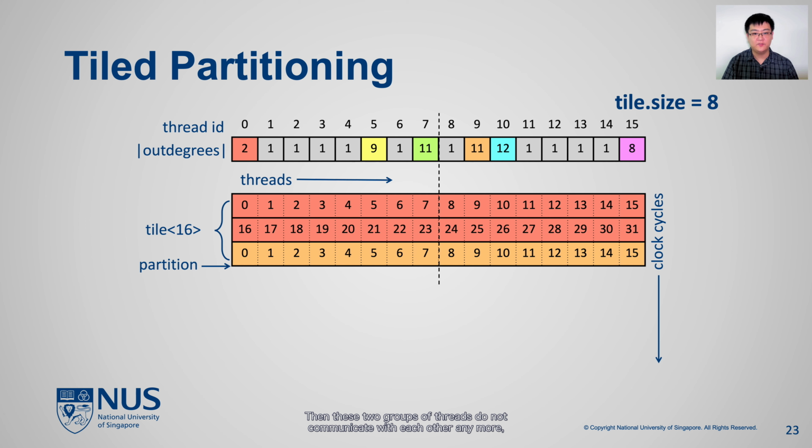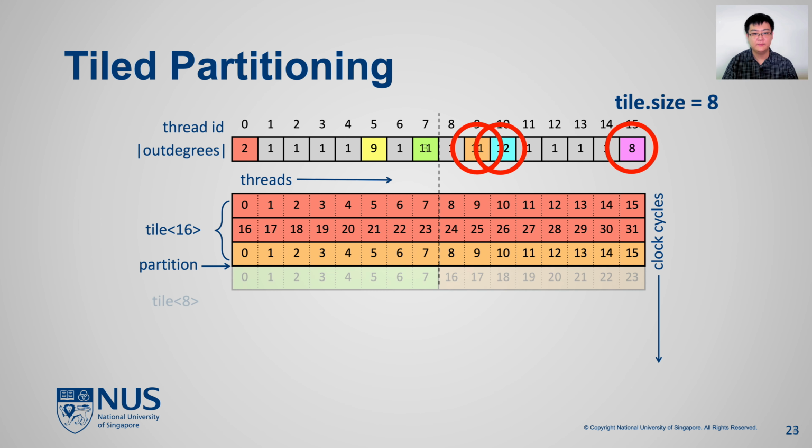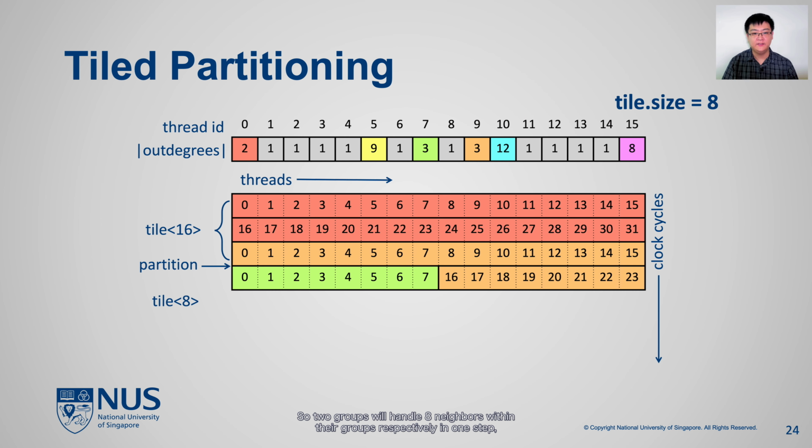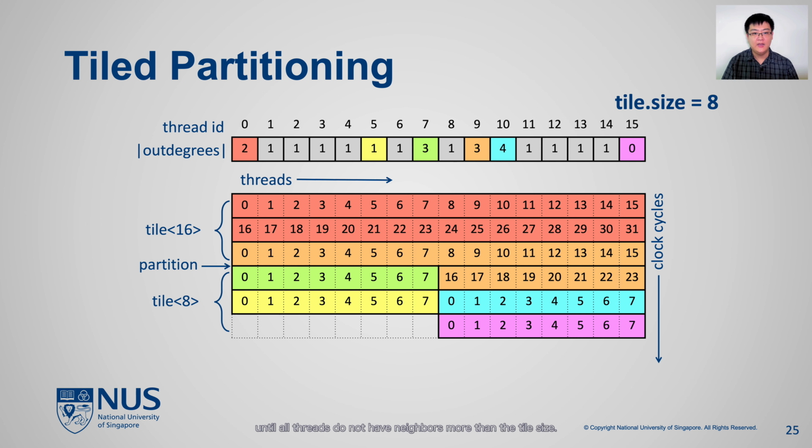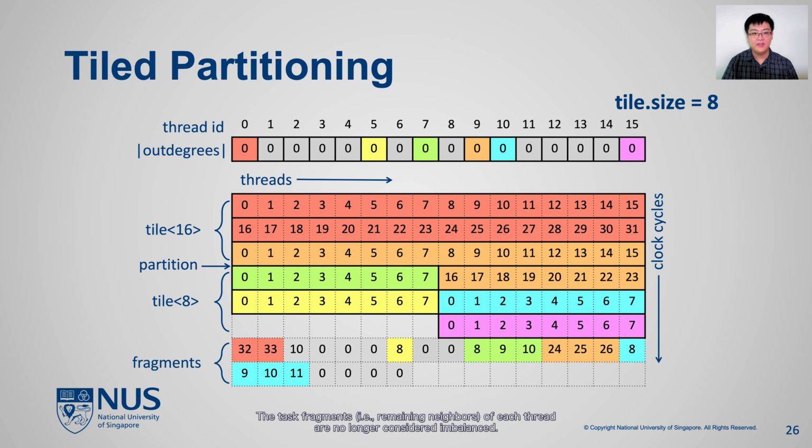To be specific, the first 8 threads form one group, and the rest form another group. Then these two groups of threads do not communicate with each other anymore, and each group handles the frontiers with more than 8 neighbors collaboratively within the group. For example, for the first group, the yellow and green threads will join the election, and for the second group, it should be these 3. So the two groups will handle 8 neighbors within their groups respectively in one step, until all threads do not have neighbors more than the tile size. The task fragments, that is, the remaining neighbors of each thread, are no longer considered imbalanced.